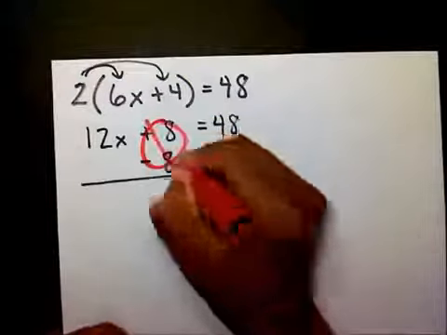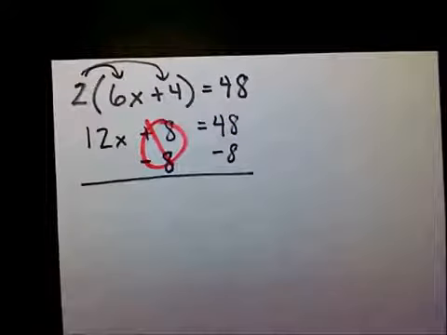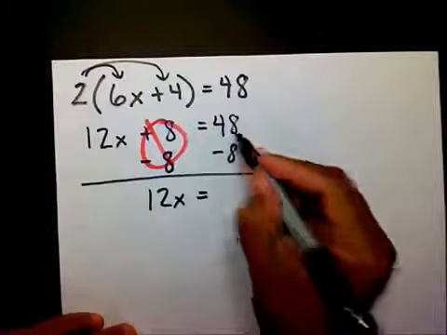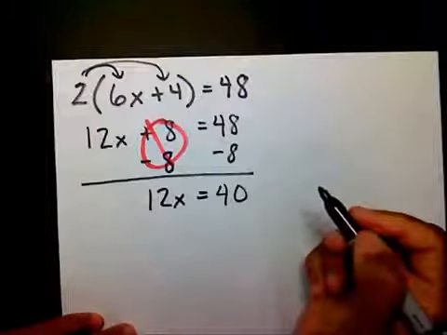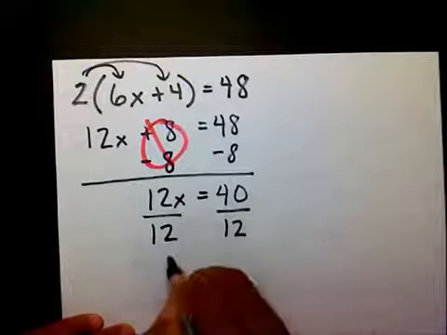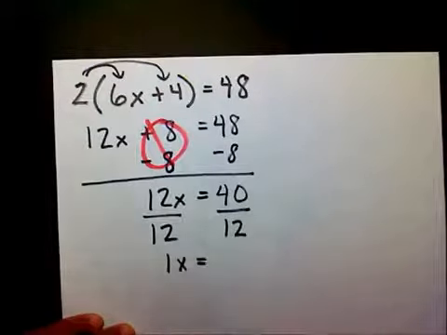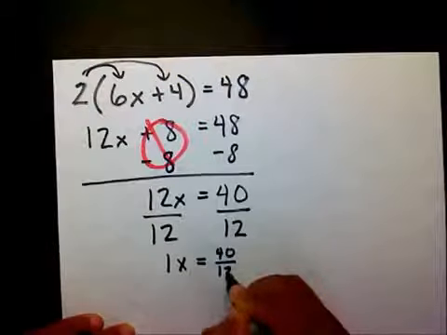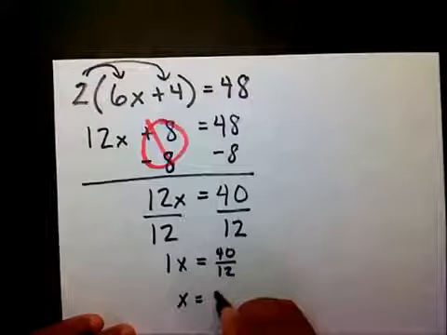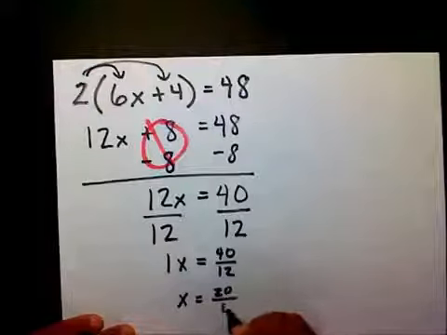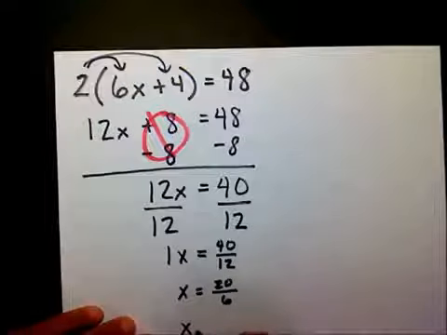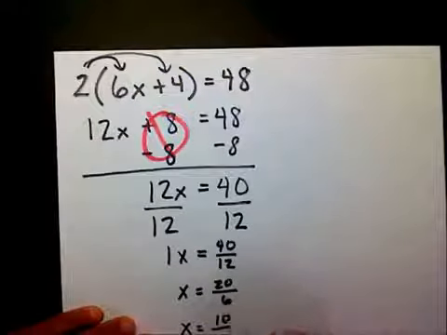My 8s are going to cancel out. On my left-hand side, I'm left with 12x. On this side, I'm left with 40. I'm going to divide both sides by 12. So I'm left with 1x equals 40 over 12. And I can even simplify that down to 20 over 6. And it's still not in simplest form. I can simplify that down to 10 over 3.